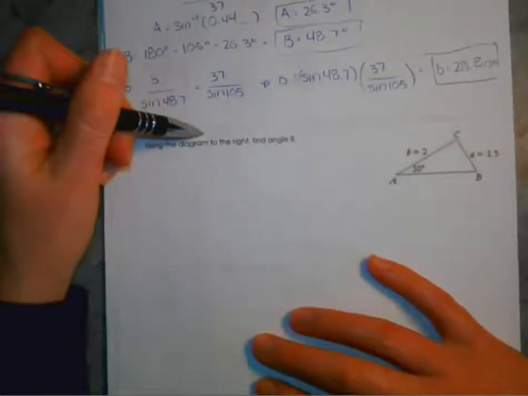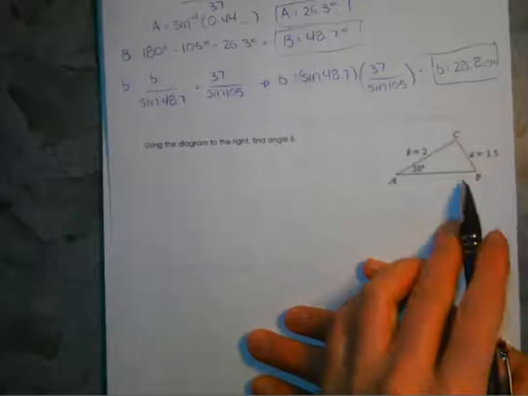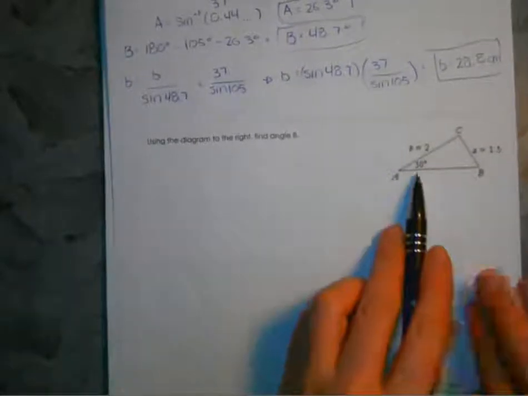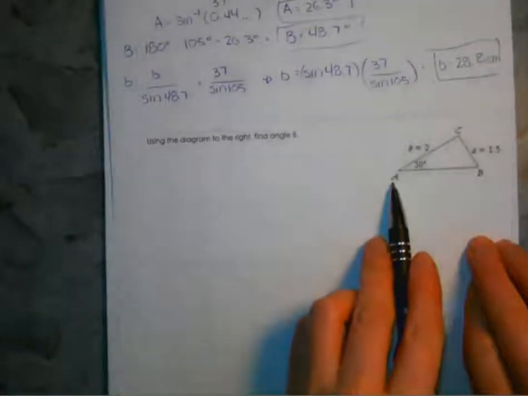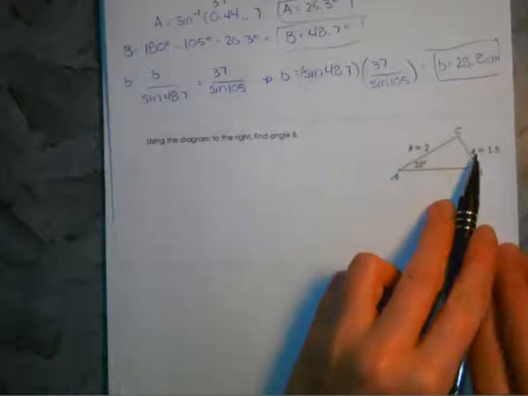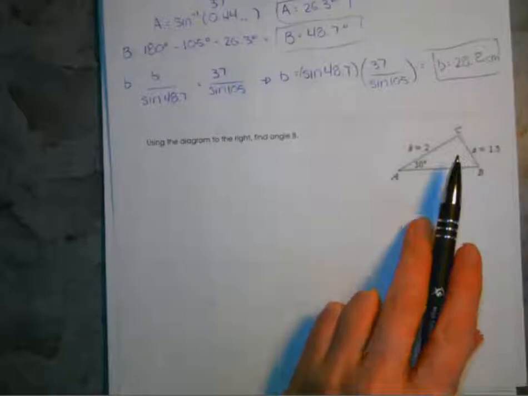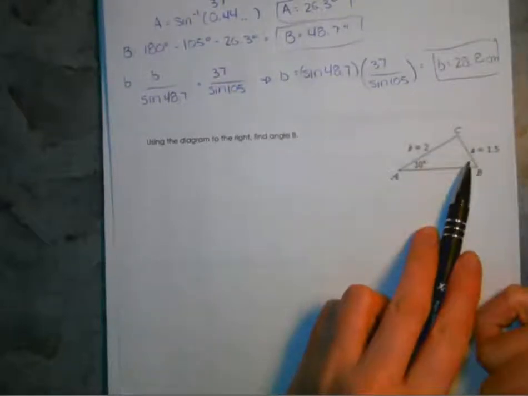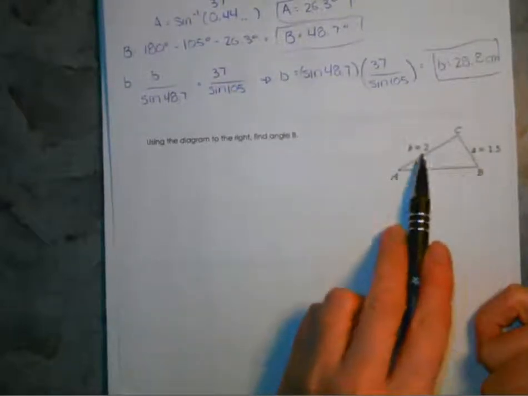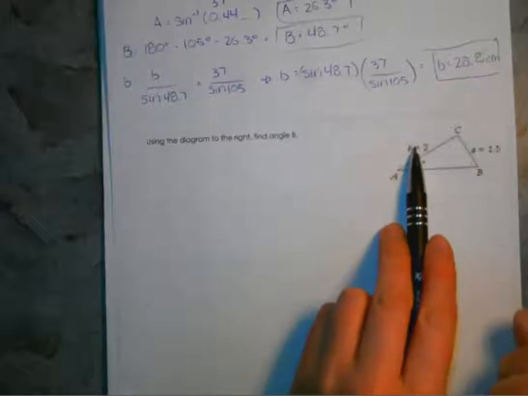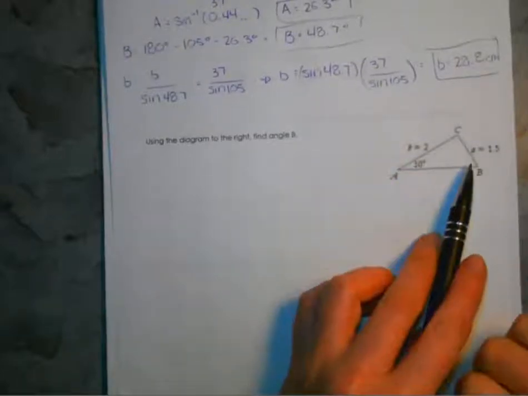Okay, so using the diagram to the right, find angle B. In this one we're given angle A and side A. So that's what we need for our sine law, an angle and a side. And we're just looking for angle B, and we already have side B. So this one's going to be pretty easy.